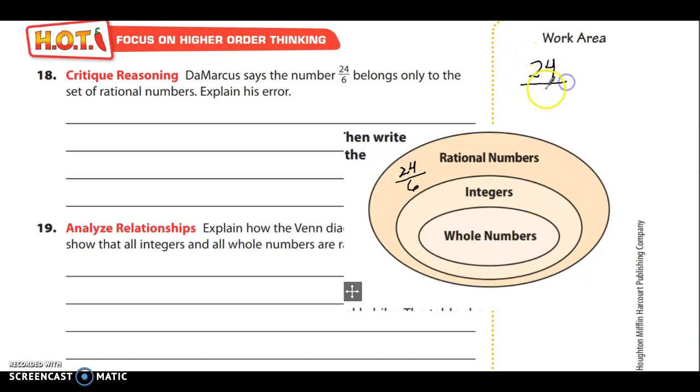24/6 is a rational number, but is it more than that? Well, what is 24 divided by 6? It's 4, and it's just 4. 6 goes into 24 4 whole times. What kind of number is this? That's an integer and a whole number. So he is wrong.